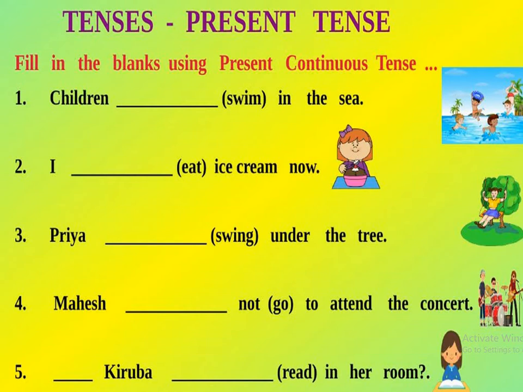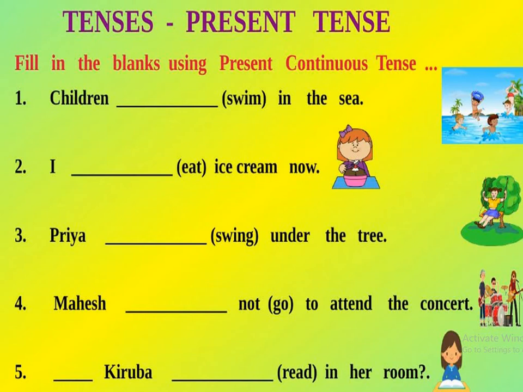The third one is Priya dash under the tree. Now Priya is a singular subject. So along with the singular subject we use is as the helping verb. So Priya is, and the ing form of the verb will be swinging. So Priya is swinging under the tree.